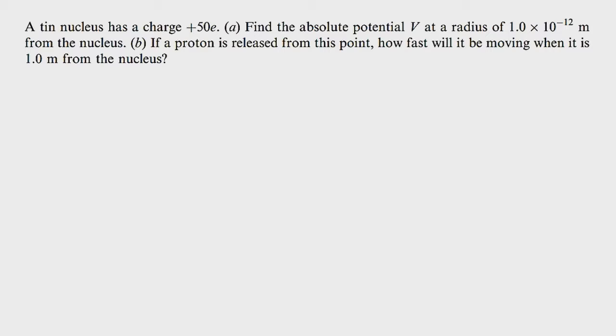And for letter B, if for example a proton is released from this point, from the nucleus, how fast will it be moving when it is 1 meter from the nucleus? So it moves away from the nucleus, brought to a 1 meter distance. Okay, so we will be able to solve for that one later.